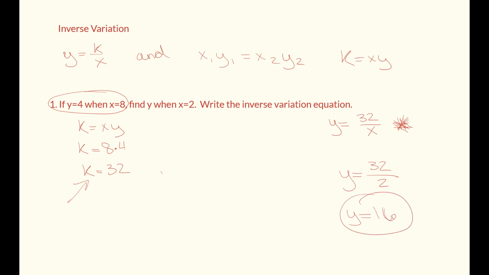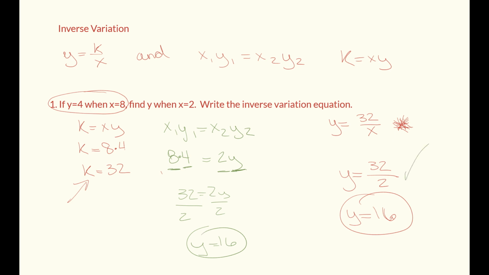Or you can just go x1, y1 equals x2, y2, and you're still going to go 8 times 4 equals find y when x equals 2. So watch, okay? If y equals 4 when x equals 8, find y when x equals 2. So you get 32 equals 2y and divide by 2. So y equals 16. So either way you get the same answer. I like the way that it's done in red, honestly better because it gives you more information.